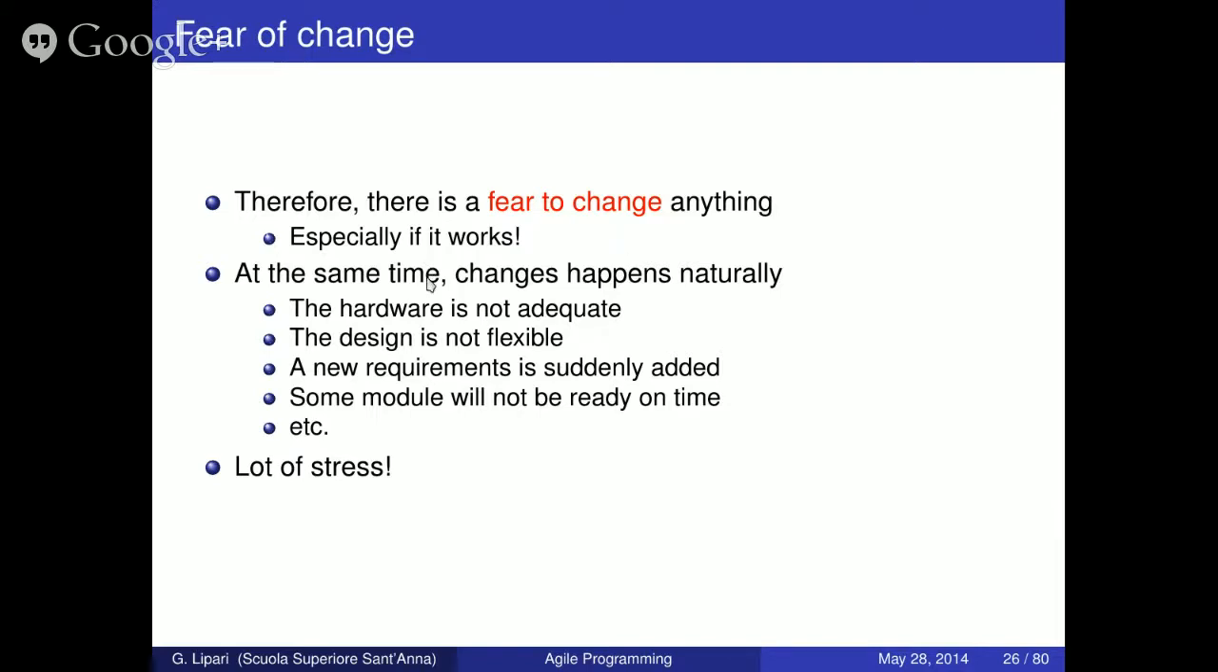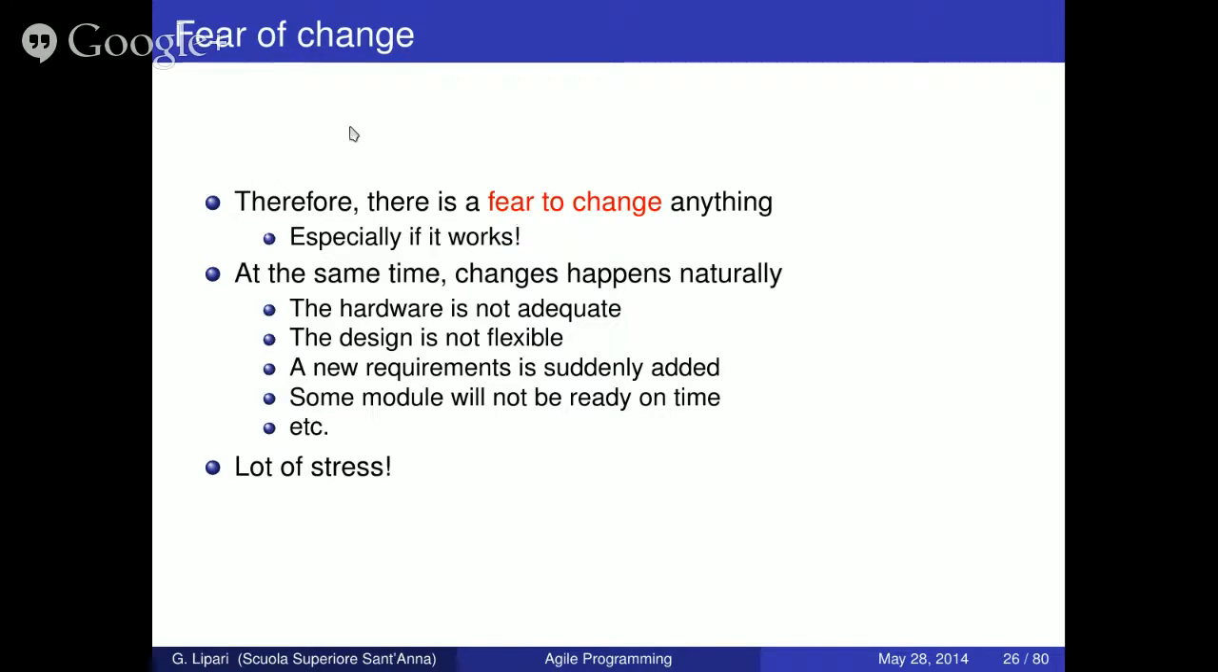At the same time, change happens naturally because maybe the hardware was not adequate. I chose one board and the processor is not fast enough, so I need a bigger one. Or the design is not flexible, I cannot change much. Or a new requirement suddenly appears. Or some module will not be ready on time, so I need to drop something, and so on and so forth.